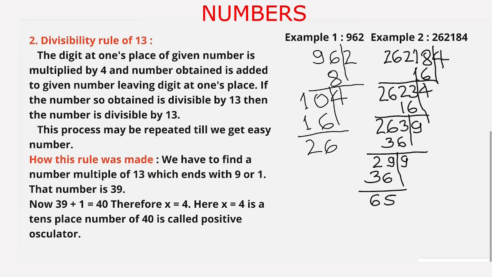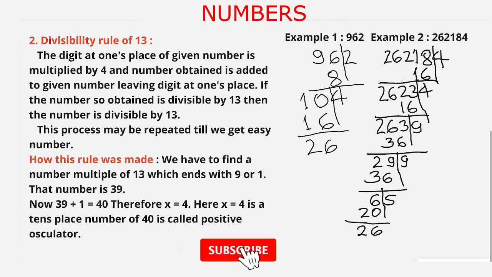If some people feel that 65 is still a big number, then we can repeat the process again. 5 times 4 is 20. So we add 20 after leaving the last digit 5, and 6 plus 20 is 26. And we know that 13 times 2 is 26. This way you can find the divisibility of 13 and you can learn how this rule was made.